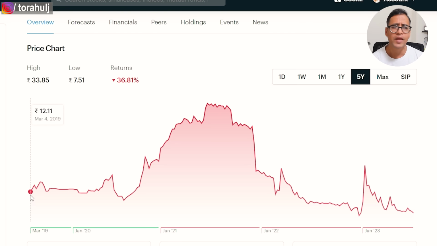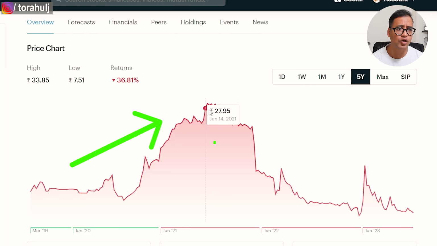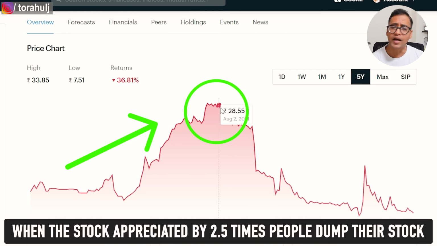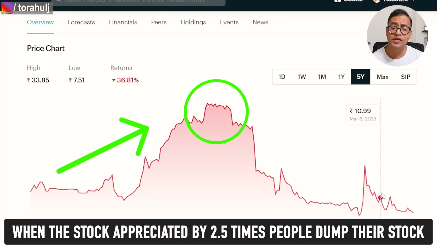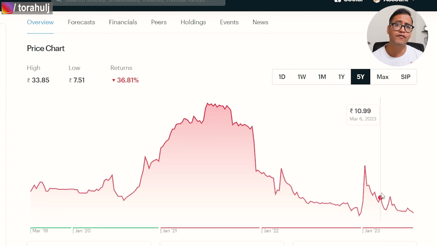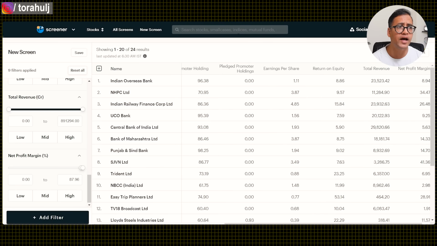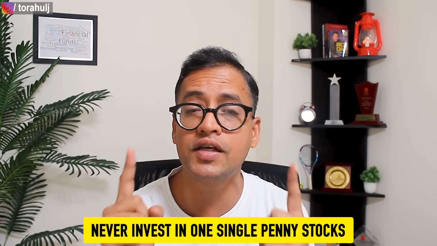So what happened there? Simply, when the stock appreciated by 2.5 times, people dumped this stock. And this happens a lot in penny stocks, where even if for a shorter duration a penny stock might have given you good notional profit, it comes tumbling down extremely fast. They are extremely risky stocks. The moment people make money, they dump them. Pump and dump happens a lot in penny stocks. So please be careful. Therefore, a good strategy is to never invest in one single penny stock.